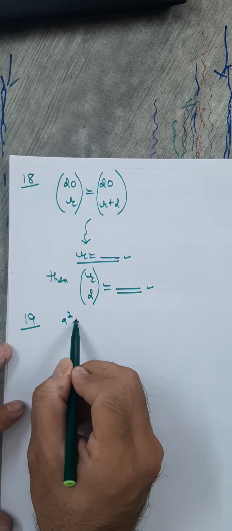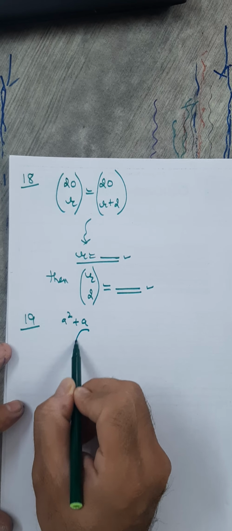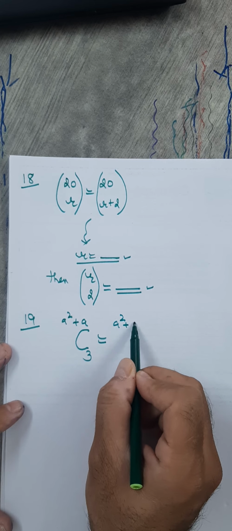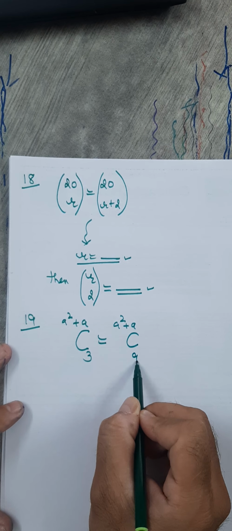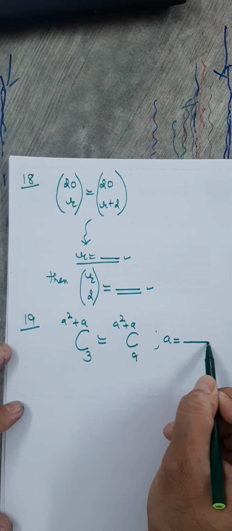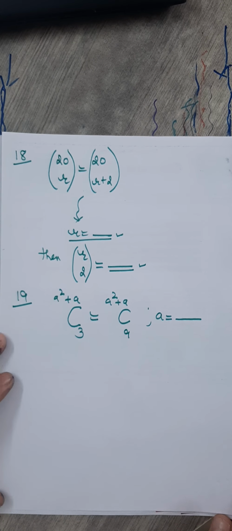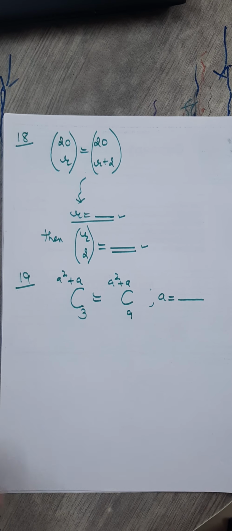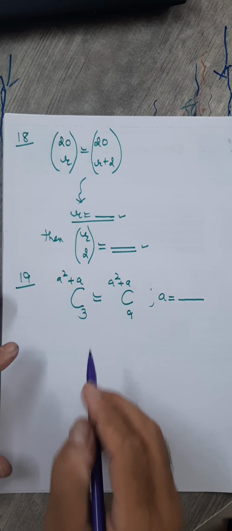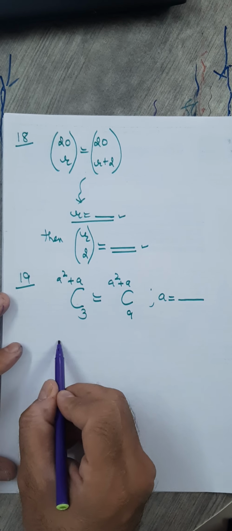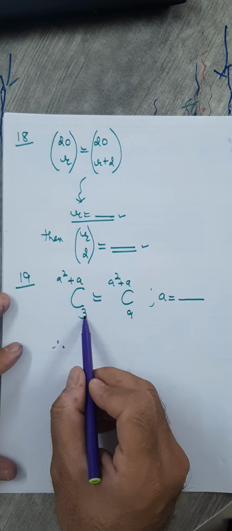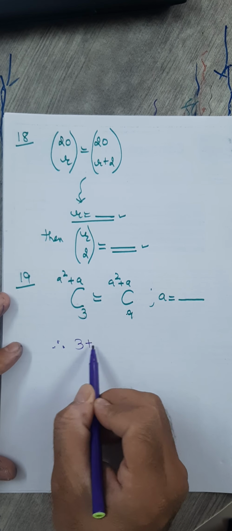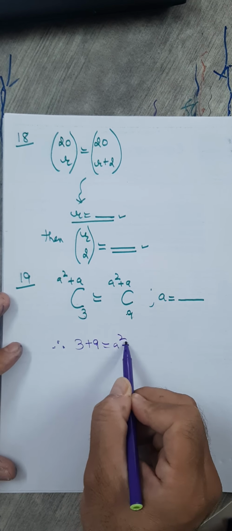Okay. One more. Let's try 19 number. You are given a square plus a C3 equals to a square plus a C9. And then the question is get a. Find the value of a. That's the question. So how we'll do this? You know, two combination symbols are equal. That means either these two are equal or the sum of these two is above number. So here 3 plus 9 equals to a square plus a.